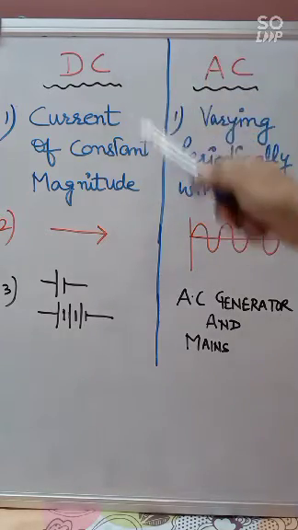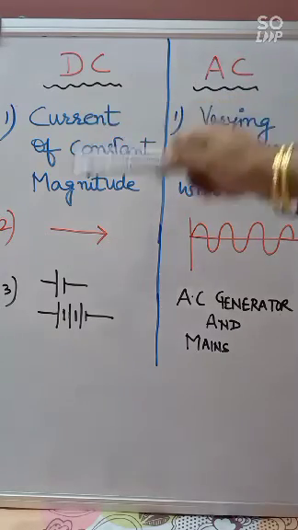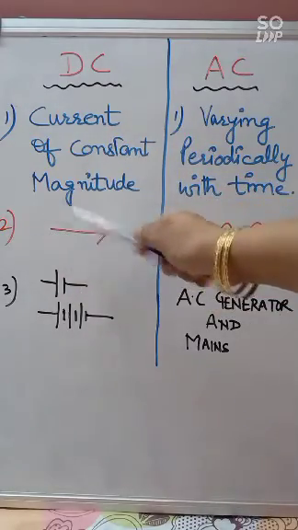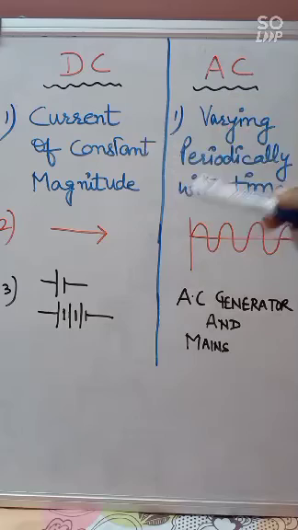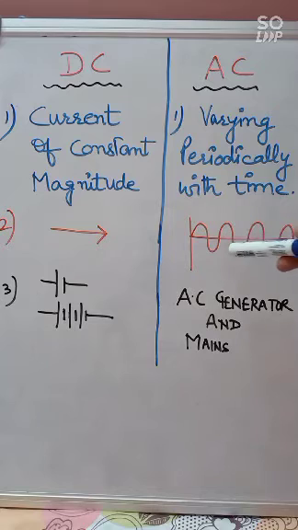In direct current, the current is of constant magnitude, so the same amount of current flows in DC, whereas in AC, it varies periodically with time. The next point is related to it: constant magnitude in the same direction, but in AC it is varying periodically. A wave is there, plus 50, minus 50, plus 50, minus 50. So 50 hertz. This is also known as a sinusoidal wave, okay?